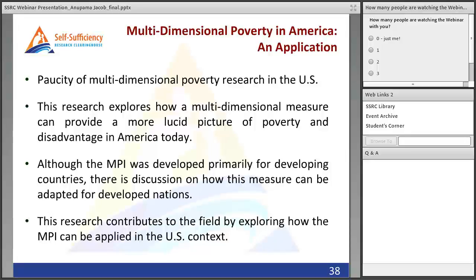There has been some recent work in multidimensional poverty in America from the Brookings Institution as well as a few other researchers. And the September SSRC newsletter also provided links to a few other papers on multidimensional poverty in America as part of their featured research segment. So this research is a very modest attempt to move the discussion on poverty measurement forward by starting a conversation on how a multidimensional measure might be adapted for a more advanced nation like the U.S.